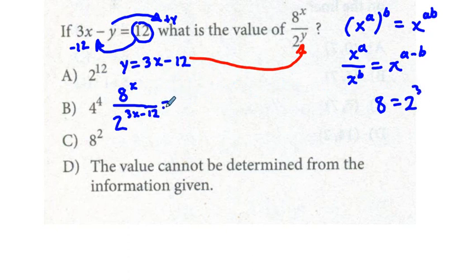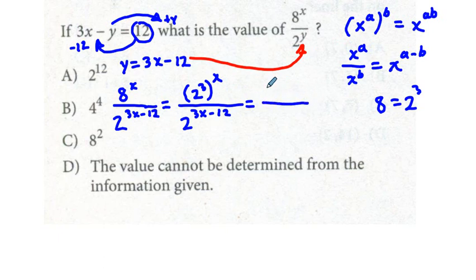And so now, back here again, we're going to replace this 8 with 2 to the power of 3, and then we raise that to the power of x, and down below we have 2 to the power of 3x minus 12. Now, what we're going to do is use our power of a power rule, and in the numerator we're going to rewrite 2 to the power of 3 to the power of x as 2 to the power of 3x. And down below we keep what we had, 2 to the power of 3x minus 12.